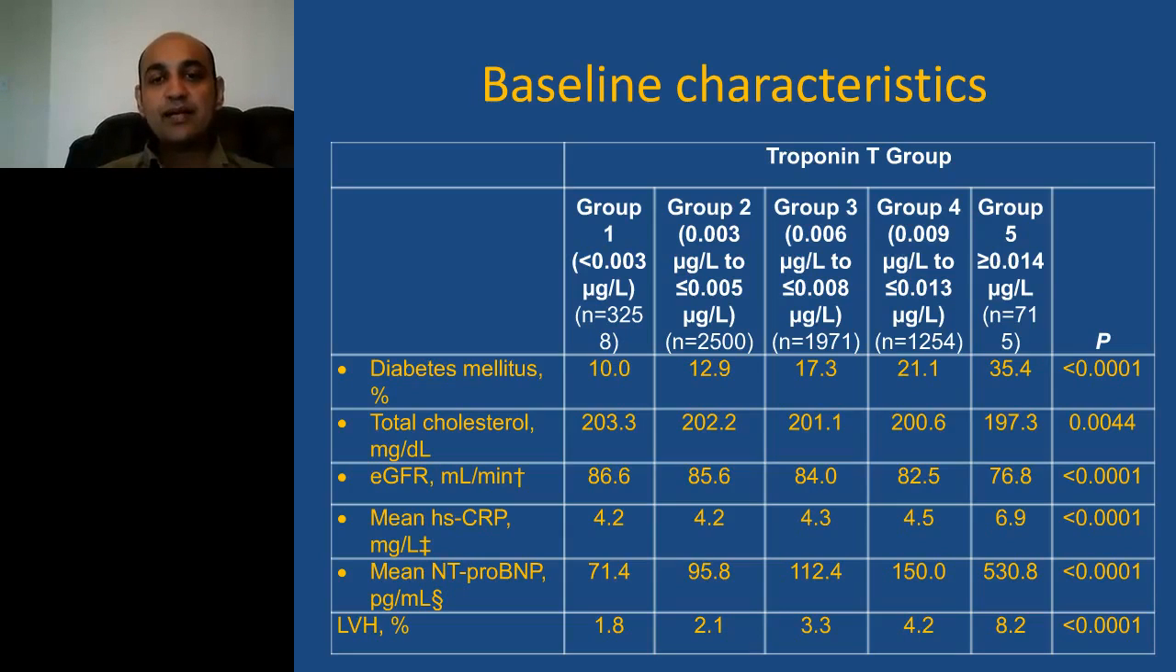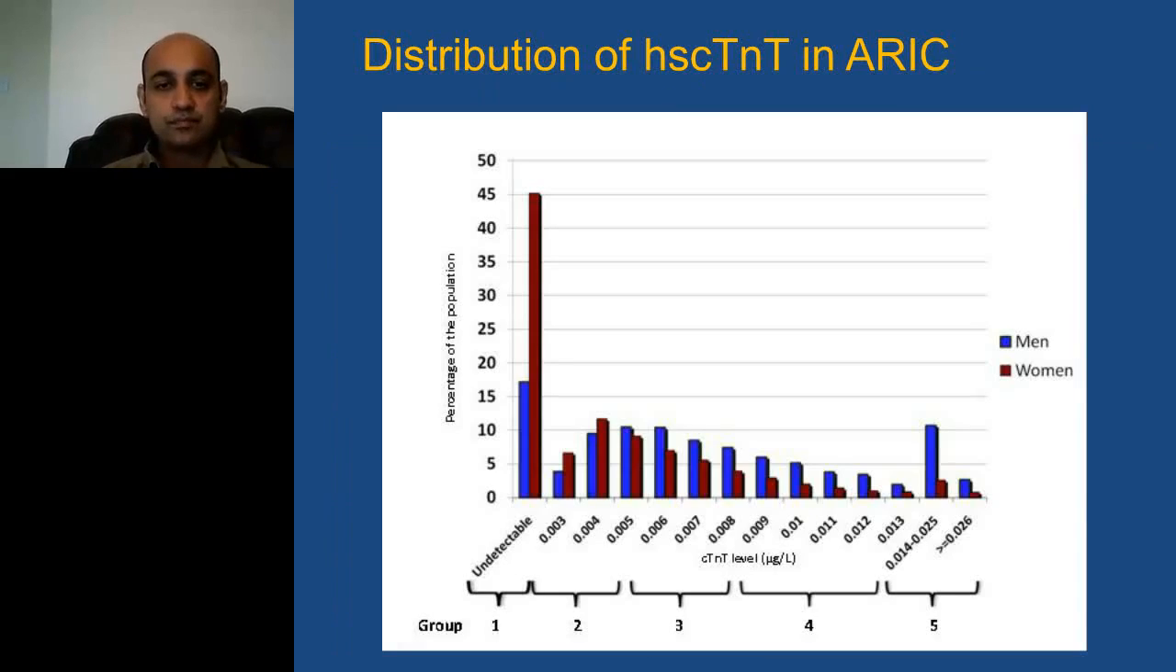Kidney function clearly went down as your troponin levels increased. But you can clearly see that the eGFR, even in the high risk group or the high troponin group, was not that bad. A 76.8 ml per minute is a good eGFR. C-reactive protein increased across the groups, primarily in the highest group. BNP clearly increased as the troponin levels went up. And finally, LVH also increased as the troponin levels went up. All the others, as far as baseline characteristics, were similar across the groups.